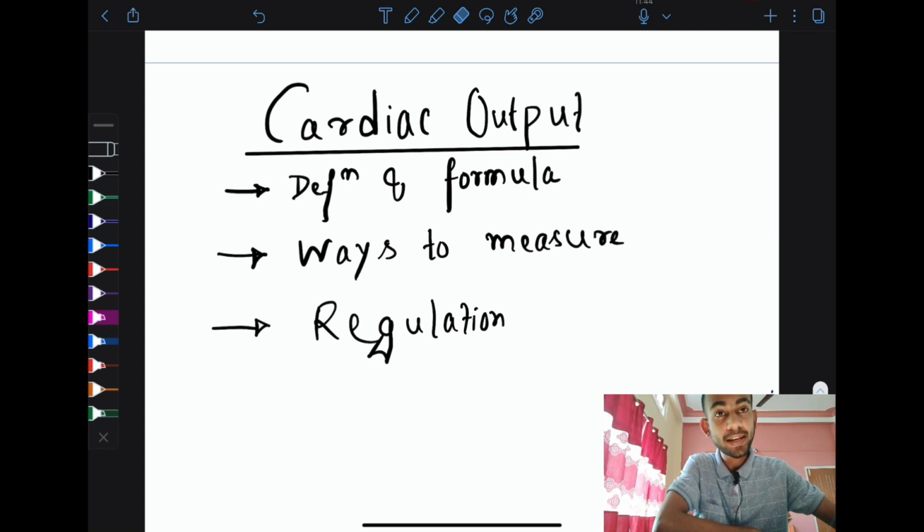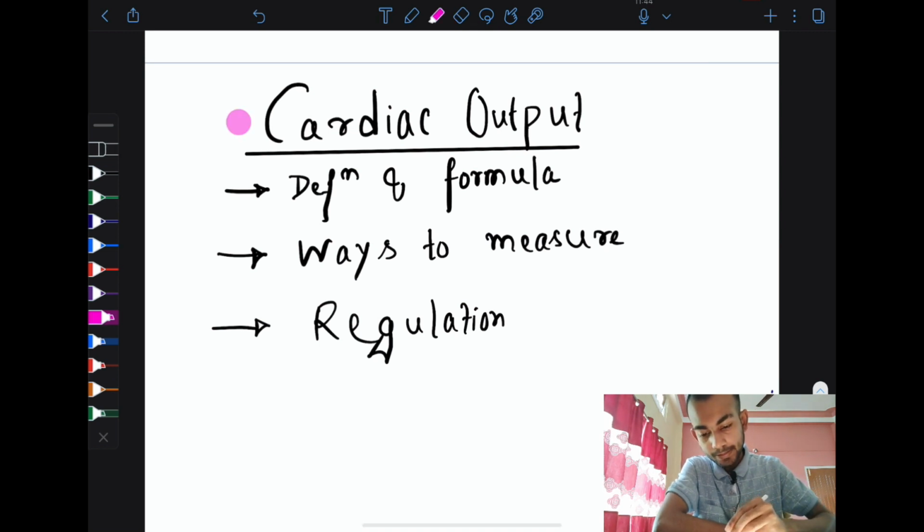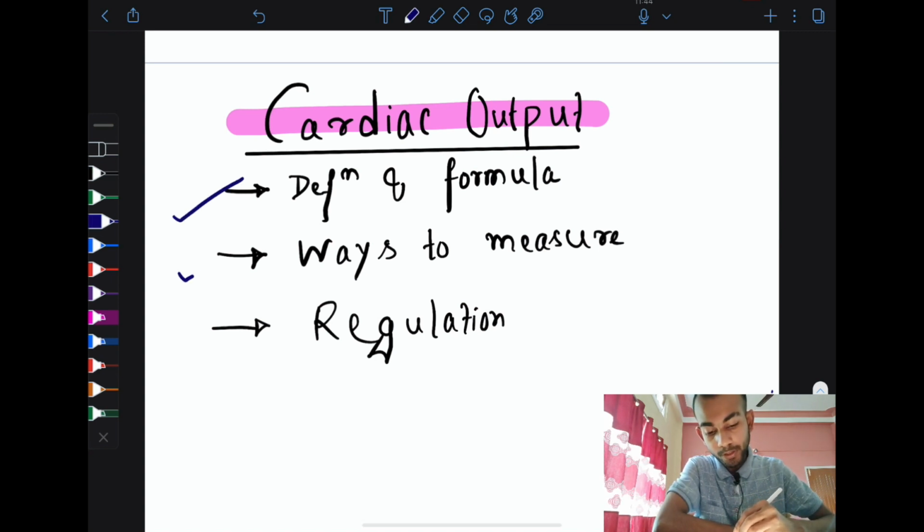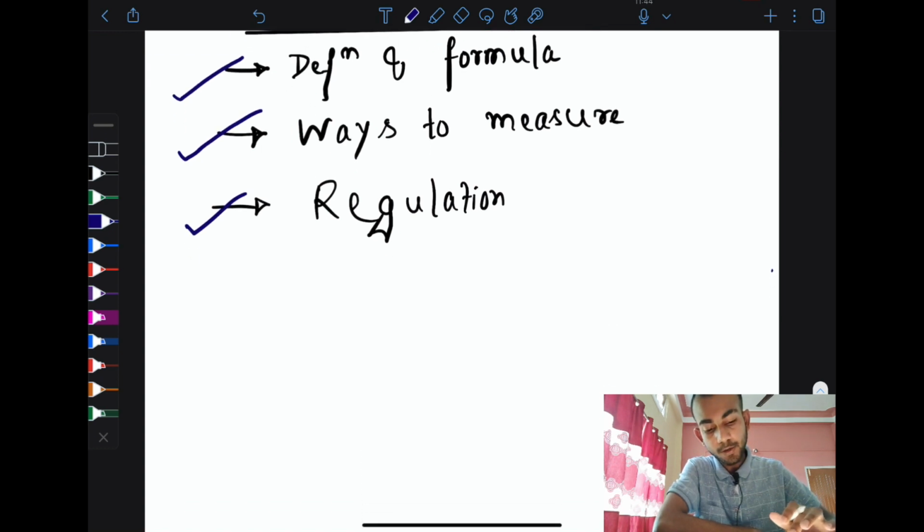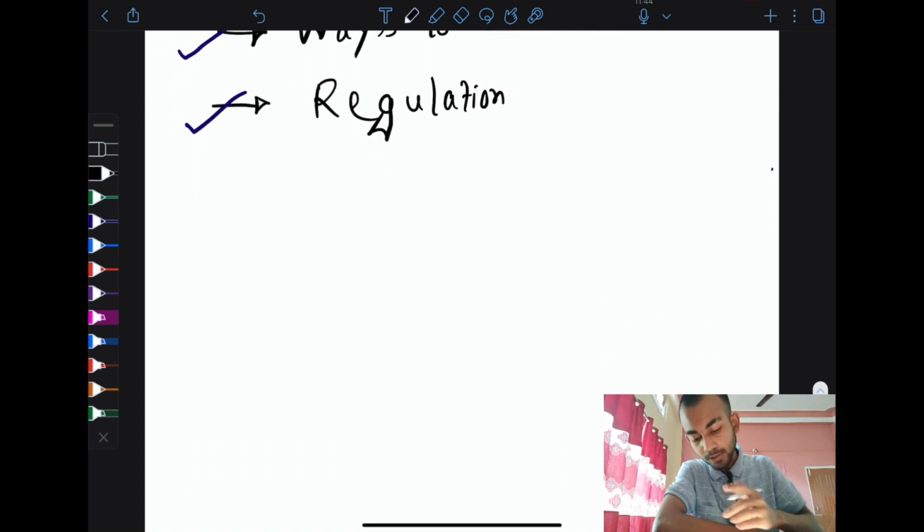We will talk about another important aspect of CVS physiology around which a lot of questions can be framed, that is the cardiac output. So the points which will be covered in this video are number 1, the definition and formula of the cardiac output, number 2, the ways to measure the cardiac output, and number 3, which is the most important, that is the regulation of cardiac output, right? So give the heading: the definition of cardiac output.